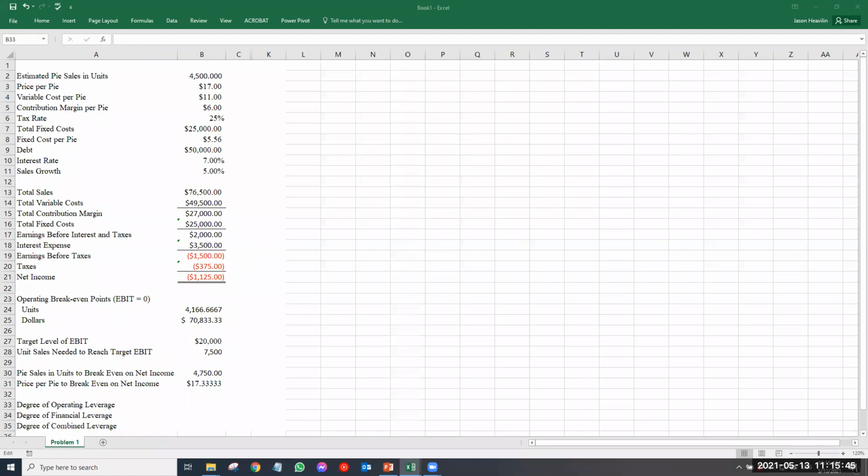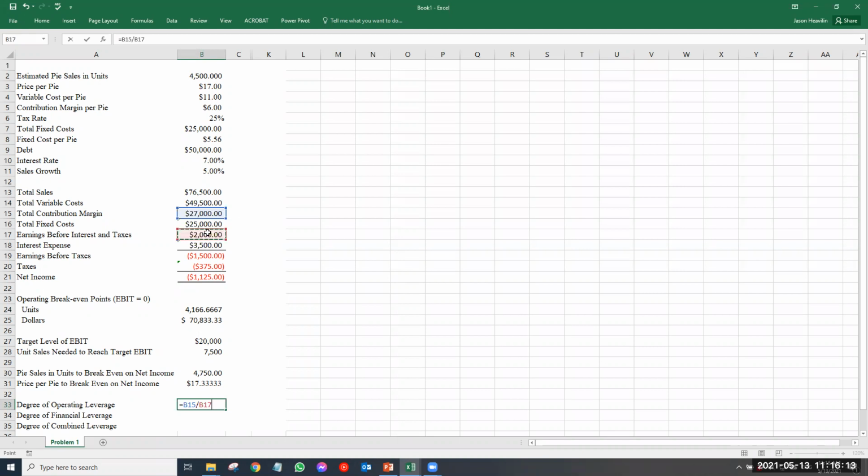You take your total contribution margin and you divide it by your EBIT, or your operating income. And that's how you get the operating leverage. So you take your total contribution margin and you're going to divide it by your EBIT, your operating income.